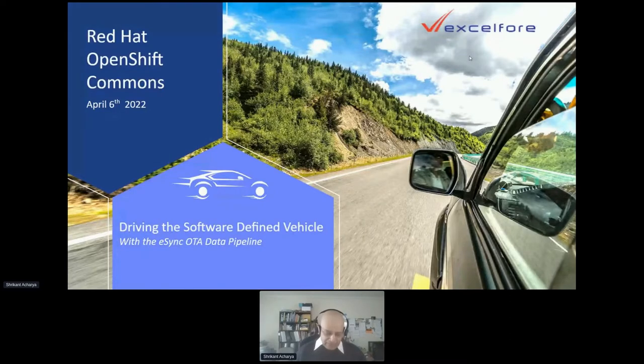And today's topic, of course, is software-defined vehicle. It's almost become a cliche at this point. And the standardization efforts undertaken by both Red Hat and Excelfore in the form of eSync and other associated standards are encompassing the whole sphere of software-defined vehicle. And of course, the common theme is the OpenShift hybrid platform of Red Hat, which allows you to connect to any cloud provider with ease. With that said, let me come to my introduction.